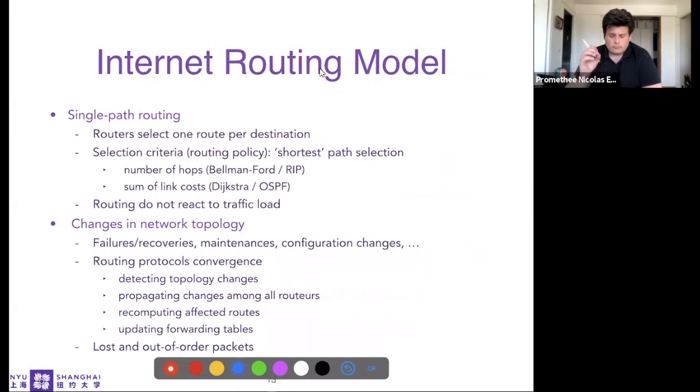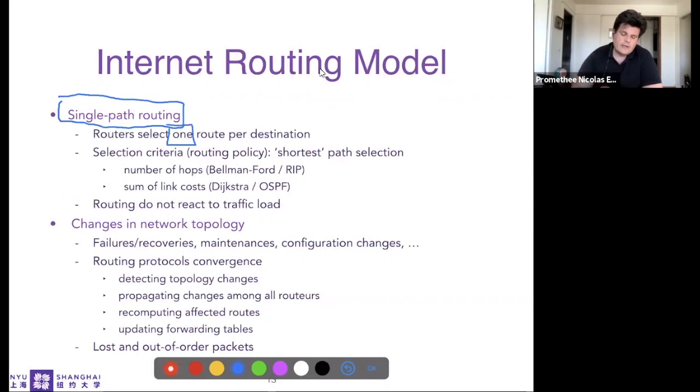So in the internet, as we say, we do single path routing. So there's no multipath routing. Even though I may discover multiple paths to a given destination, usually we use only one of those paths. So that's the reason I need to select only one of the routes.